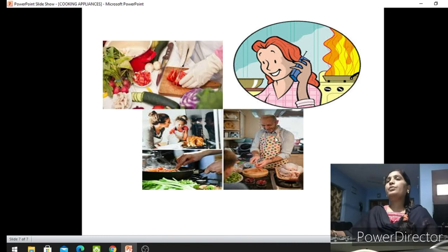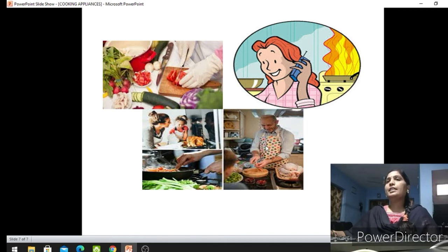And the next one, never wear loose clothes when you are working in the kitchen. Loose clothes have a chance to catch fire. So wear tight clothes, better wear an apron while cooking in the kitchen so that it will be comfortable while cooking. And the other thing, don't hold hot items with bare hands. Use a cloth for holding hot items, hot utensils.